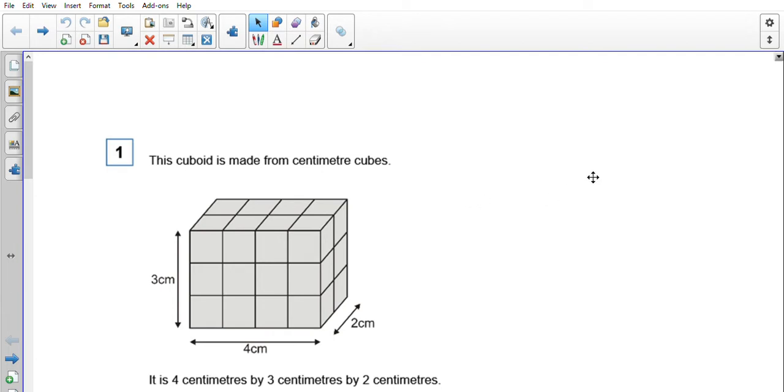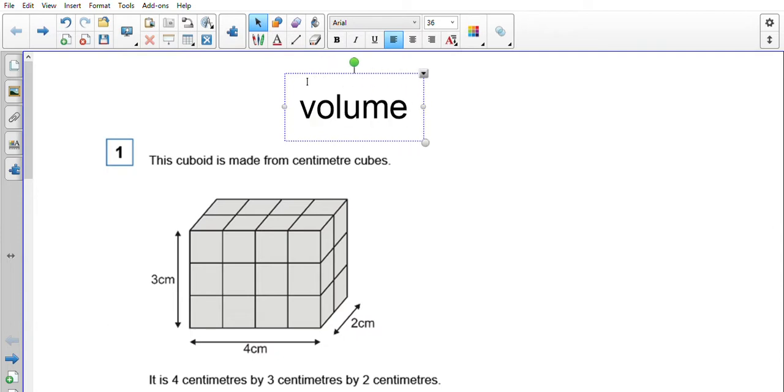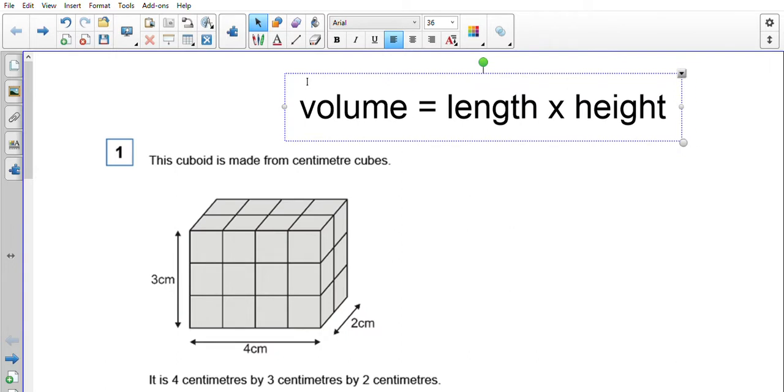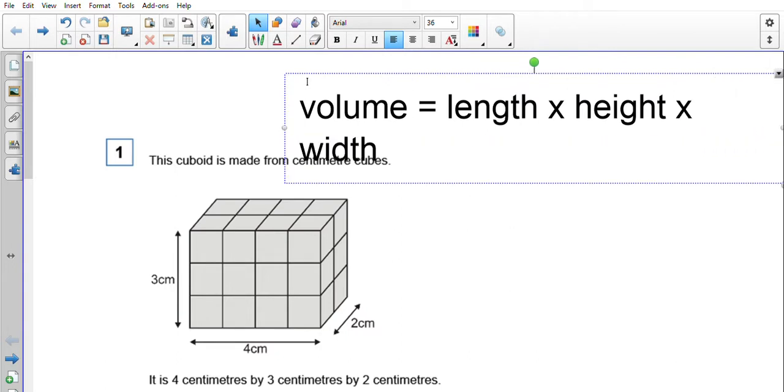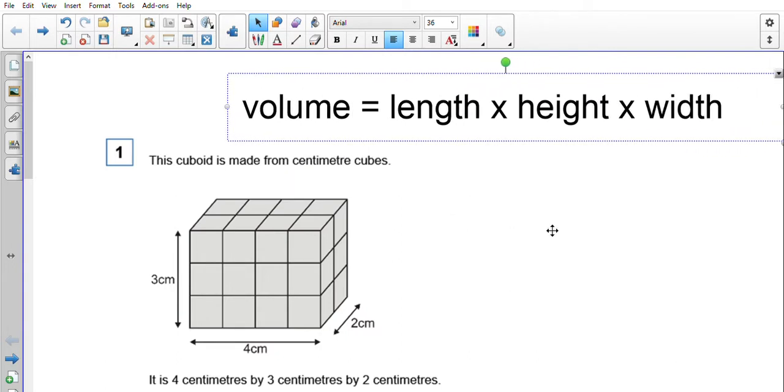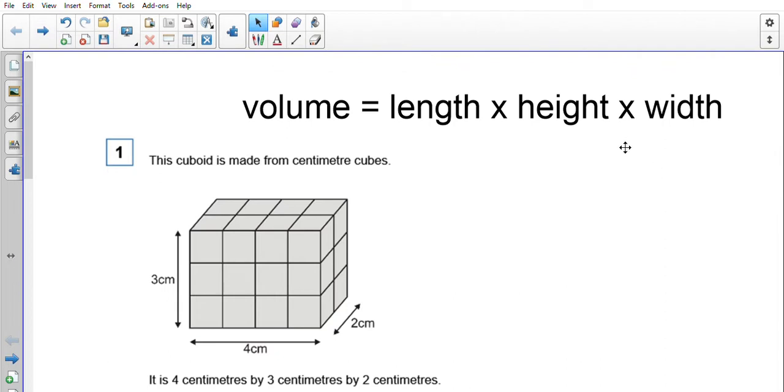We're going to have a look at some volume of cuboids and cubes, and look at how we can reason with that as well today. One of the big things that we're going to need to remember is that volume equals length times height times width, because it's all multiplication. Use the commutative rule: any of these can be in any position, you still get the same answer.